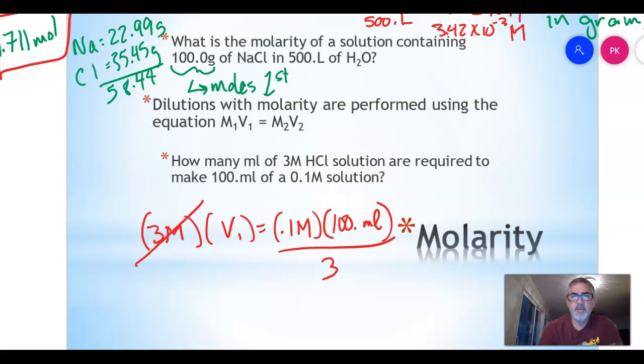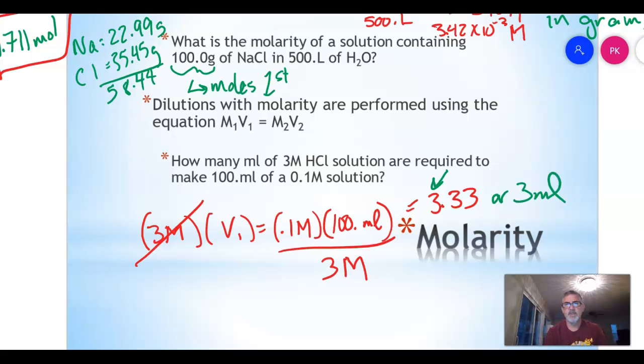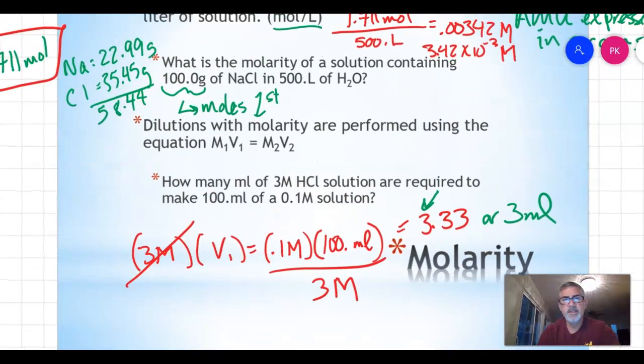I move my 3 molar over. Let's just see. When I do this on my calculator, I'll get 3.33. But remember, I have one digit here, three digits there, one digit there. So I need to round this to one digit. So that's how you do dilutions. We're going to make dilutions a lot in this class.